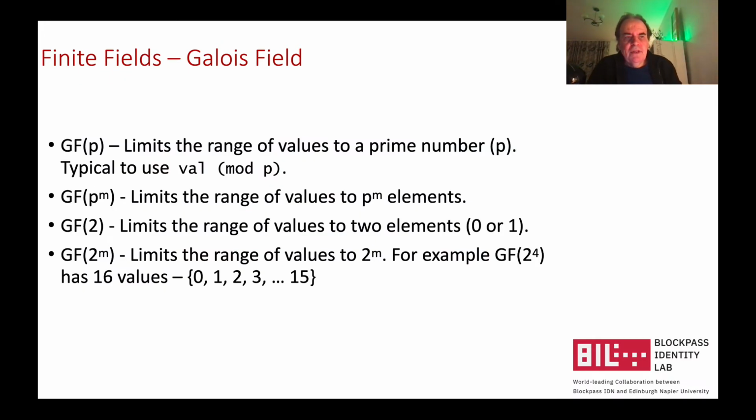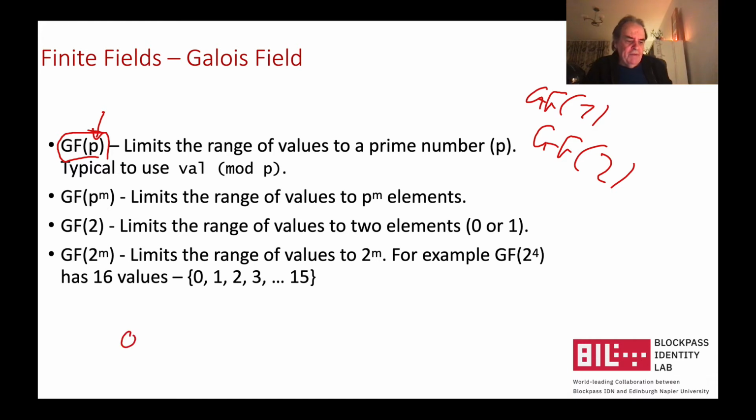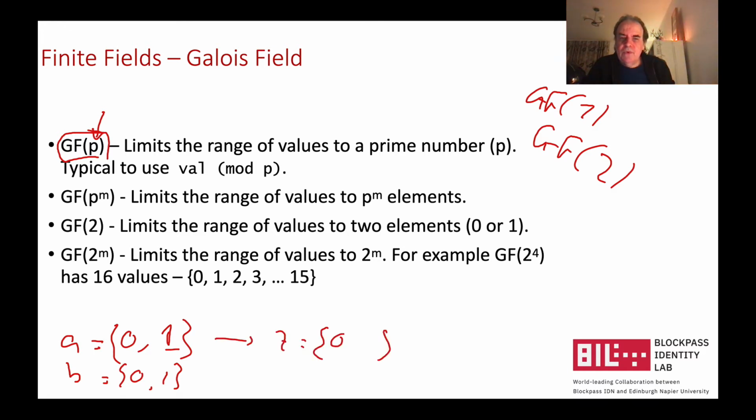With the Galois field, we can have 2 different types. We can have a Galois field of P, where P is a prime number. So we might have GF of 7, or 2, or 3. With a Galois field of 2, we only have 2 entities, a 0 or a 1. We might take A and B, either a 0 or a 1, and we'll map to an output of Z, which is also a 0 or a 1. So a Galois field of 2 is like binary operations, but on a single bit value.